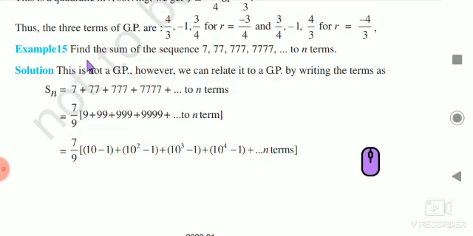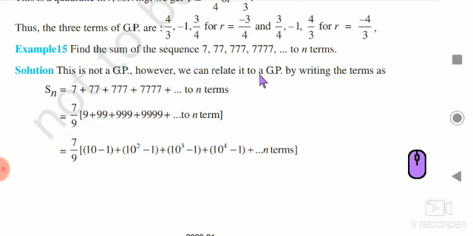Dear students, let me begin with question number 15. Find the sum of the sequence. We want to know the sum of this sequence: 7, 77, 777, 7777, and so on up to n terms. We want to find the addition of all these terms. This is not a GP.